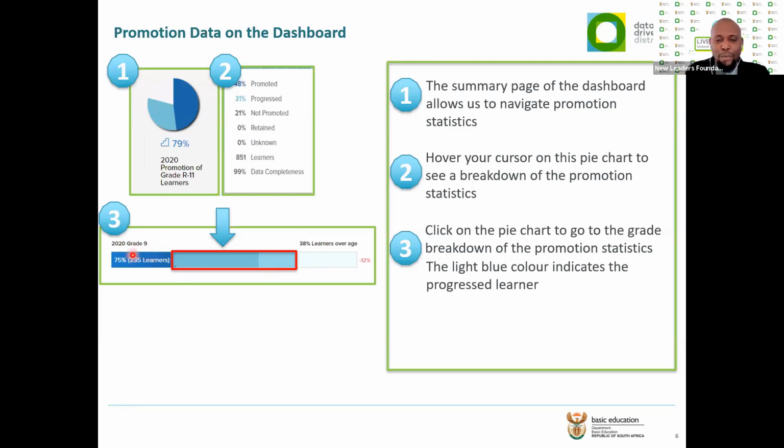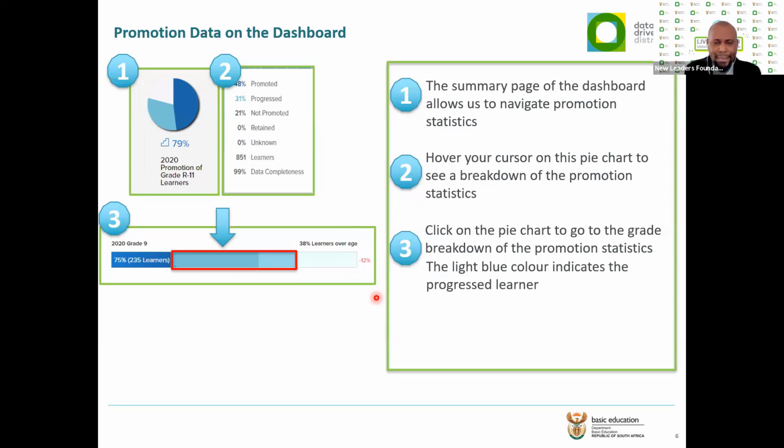You're actually at the summary page. Now, when we look up here, it also gives you a percentage of overage learners per grade in the promotion statistics. And when you look here, you can see a -12%. It can be negative, it can be positive. But I'll just quickly tell you what this percentage means.